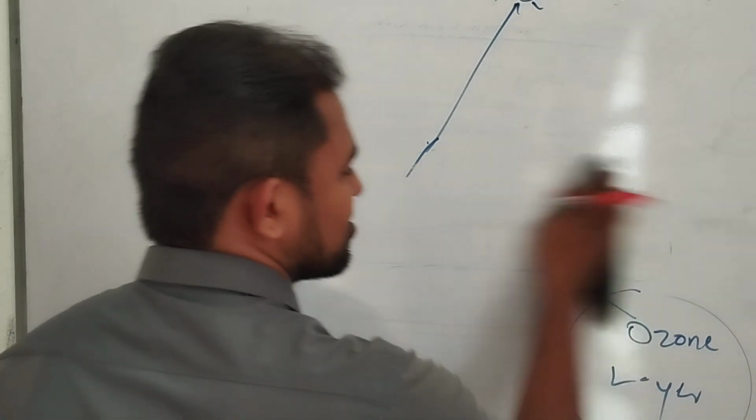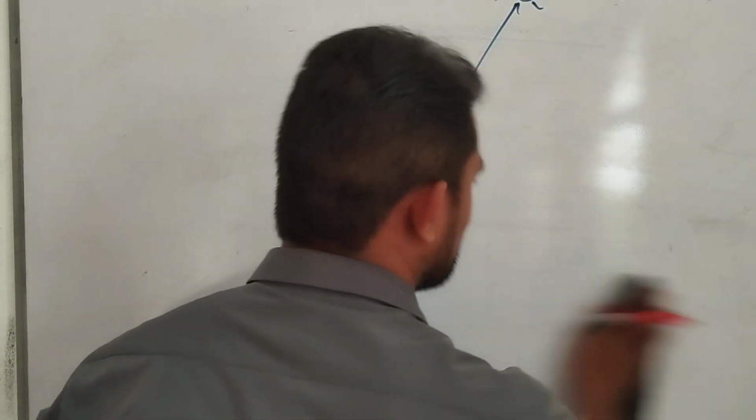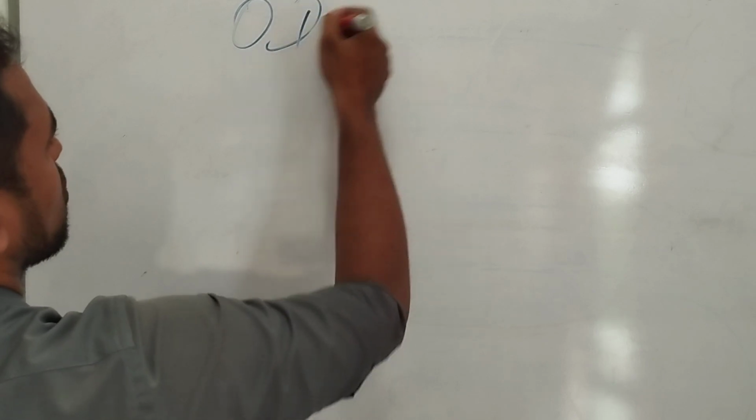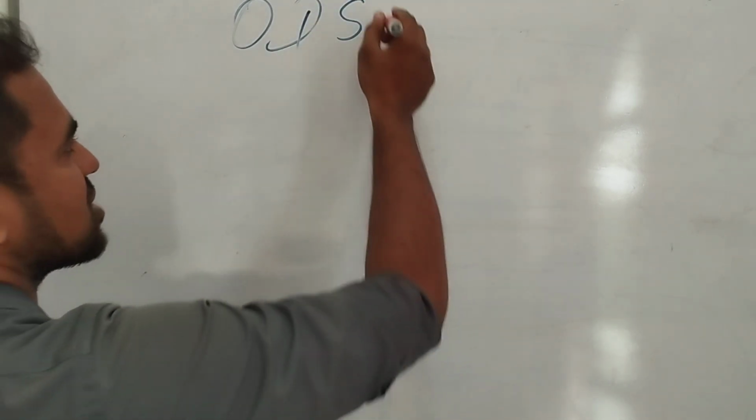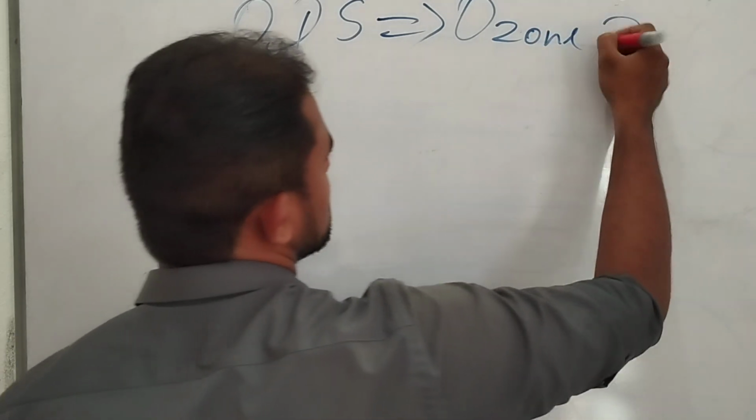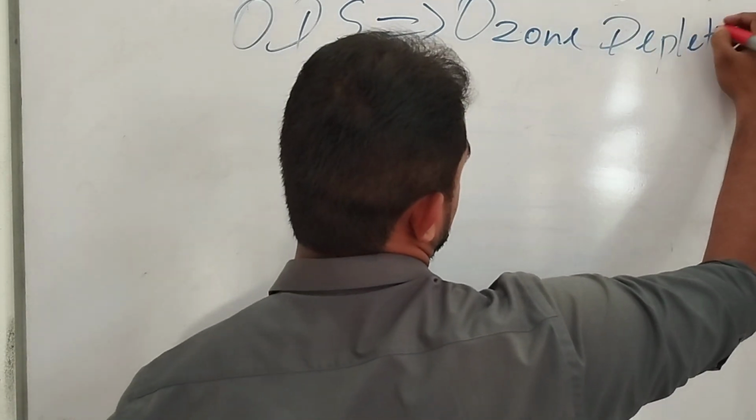The third thing we are going to discuss is how the ozone depletion occurs. As I already discussed about ODS, ODS means ozone depleting substances.